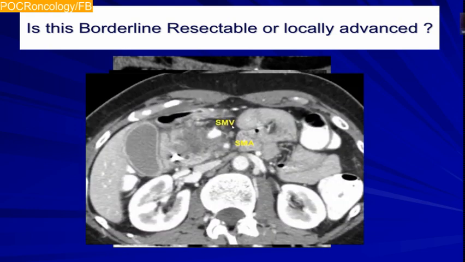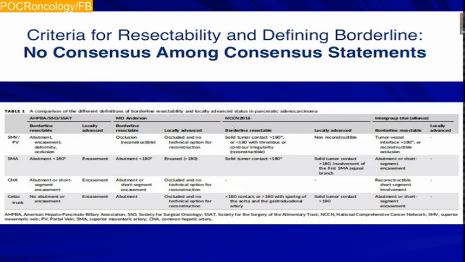Same here. The tumor is encasing the SMA, but it's patent, and also encasing the SMV. So eventually, after all the work that was done over the last years, we had some consensus. But again, we still have the AHPBA guidelines, we have the NCCN guidelines, and we have the Intergroup Alliance definitions of resectability. Minor changes, but again, it really makes a difference in trials, when you're comparing patients head to head, you have to have clear definitions.